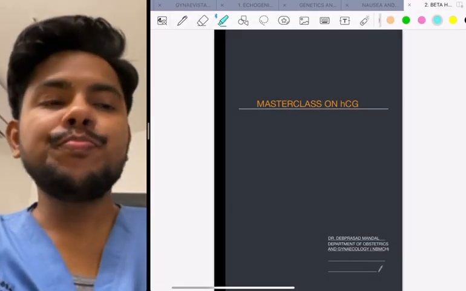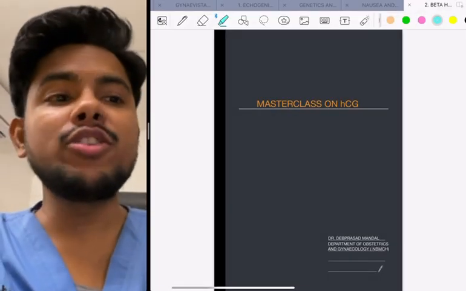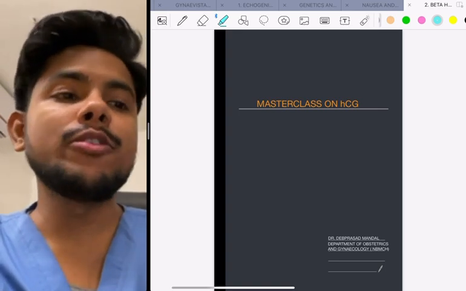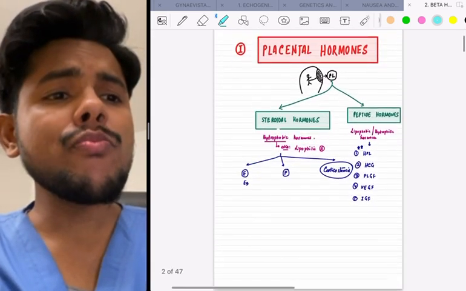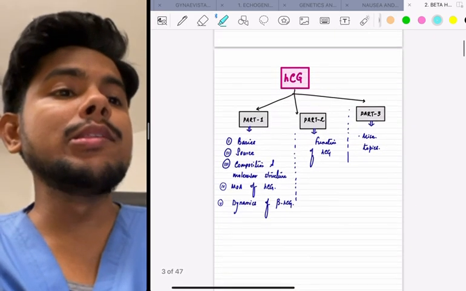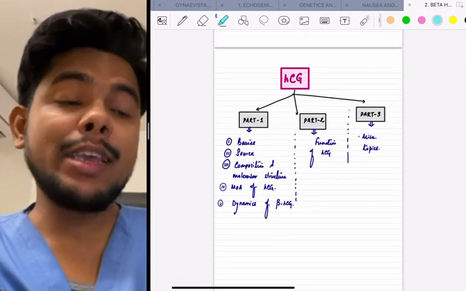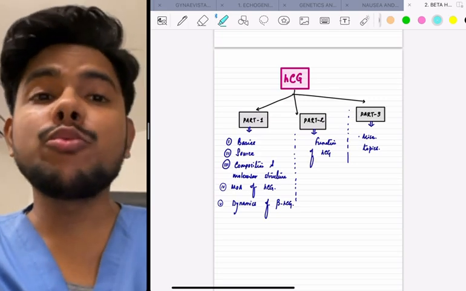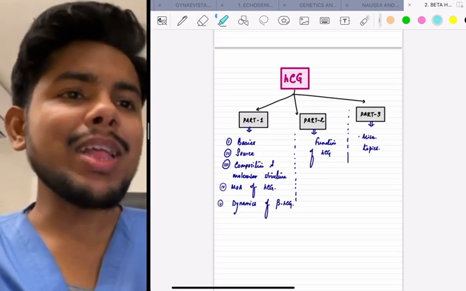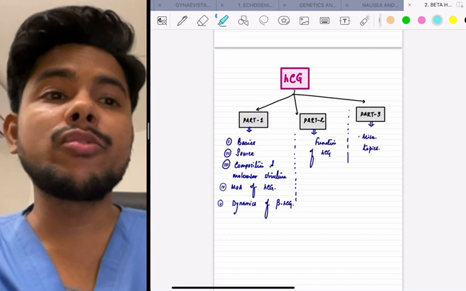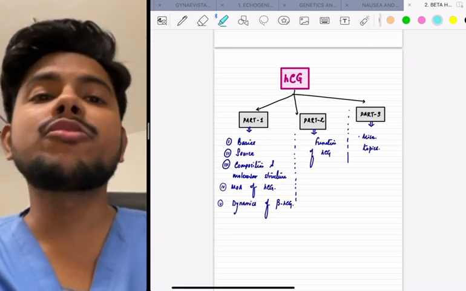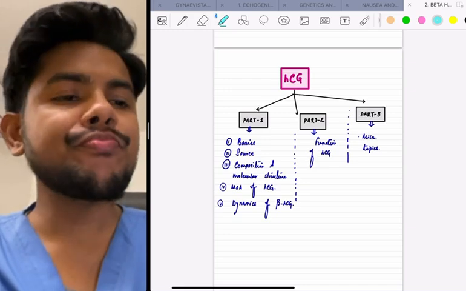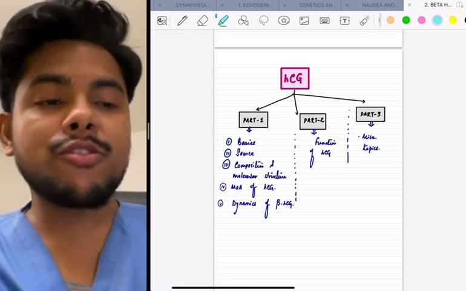Welcome everyone to this masterclass on hCG, and this session is designed for both undergrads as well as postgraduate students. Now, for the purpose of convenience, I have divided this session into three parts. So today we'll be discussing part 1, and it includes the basics, the source, composition, molecular structure, mechanism of action, and the dynamics of hCG.